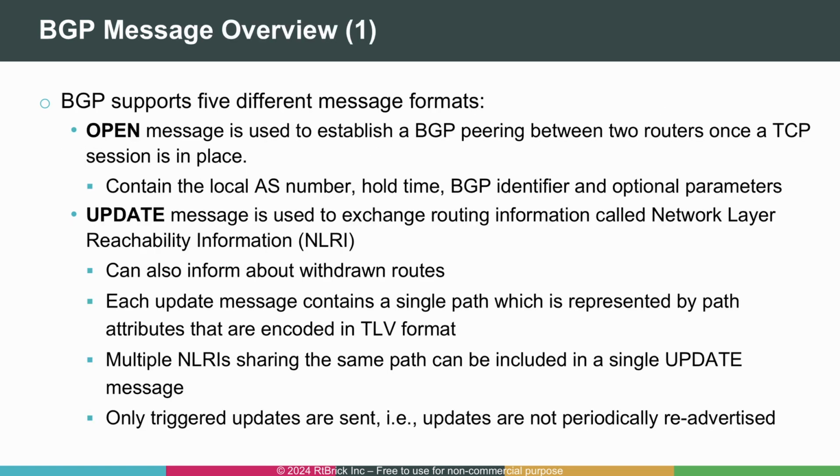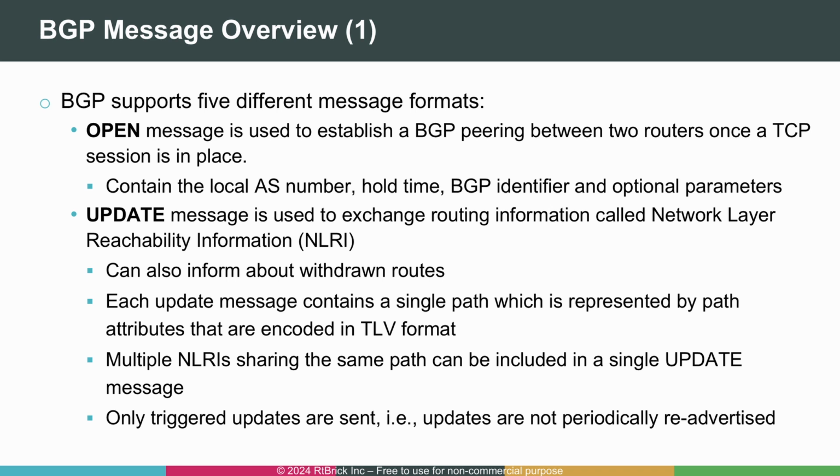We have already learned that BGP uses TCP as a transport protocol. Each BGP packet consists of a 19-byte header, which contains a 16-byte marker field, a 2-byte length field, and a 1-byte type field representing the BGP message type encoded in this packet. The original specification defined 4 different BGP message types.